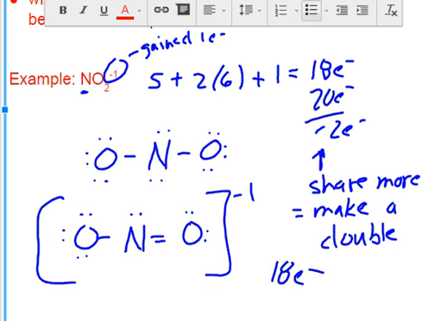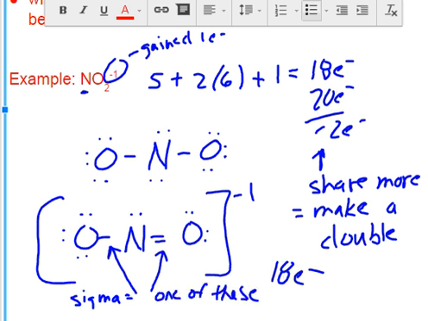So then back to pi and sigma bonds. Where are the sigma bonds here? How many sigma bonds are in this molecule? 2, because one of these is the first bond there. So I've got 2 sigma bonds, and then the pi bond is the other one.